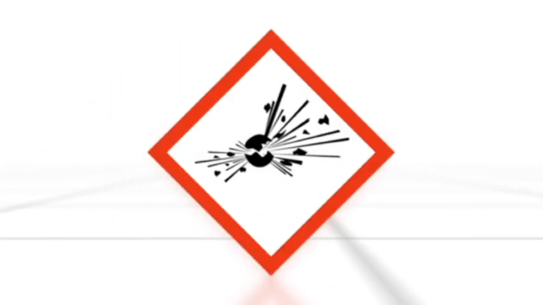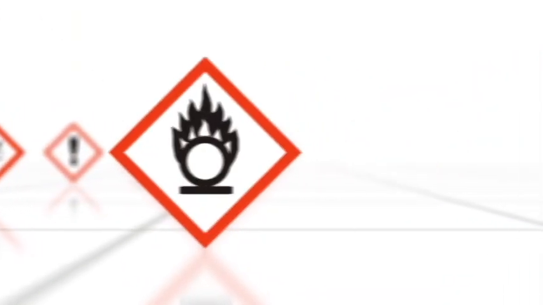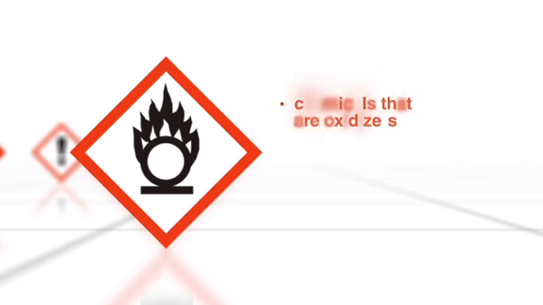The exploding bomb pictogram shows a ball in the center that is broken with lines bursting out. This pictogram applies to chemicals that are explosive, self-reactive, or are organic peroxides. The flame over circle pictogram literally shows a flame emitting above a circle and applies to chemicals that are oxidizers.